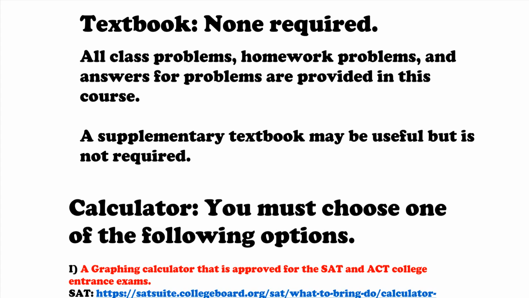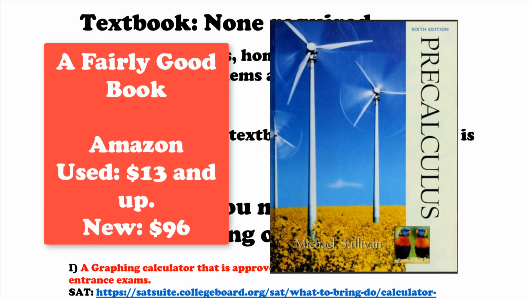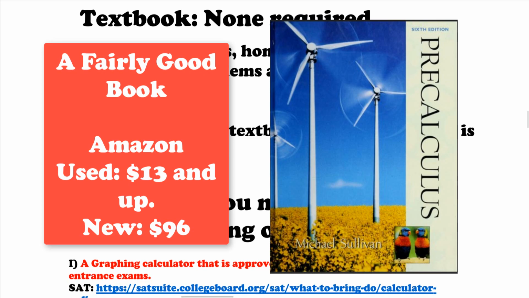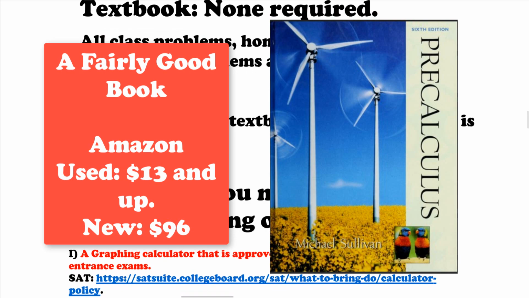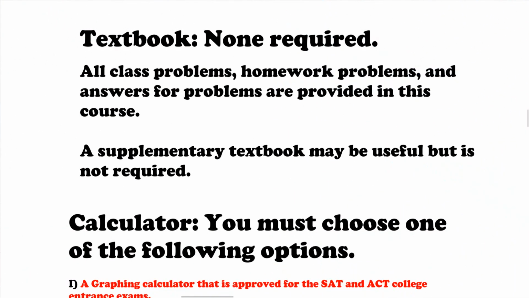Whereas if you buy a used textbook, you can get them for $5, $10, $15. So I'll give you a recommendation of a textbook you can buy. There's all kinds of different Precalculus textbooks. You want to make sure that you get a good one, because there's a lot of them out there that are not so good. That's not really the case with Precalculus. Usually when you're at this level of mathematics, most of the Precalculus textbooks are fairly good.